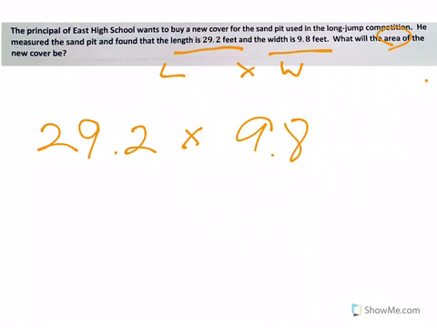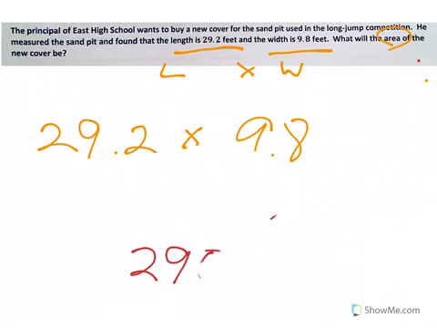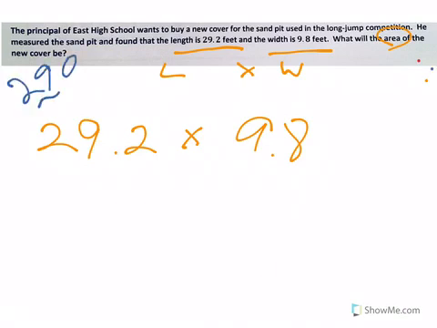Now, before I do this problem, I can do a really quick estimate, just like we did in that last problem. I can say that 29.2 is about 29, and 9.8 is about 10. So my answer should be in the 290 range. Doesn't mean it's going to be exactly that. If you're a little bit off, don't worry about it because we're estimating, right? But we know kind of where we should be. We should be around 290, approximately 290.